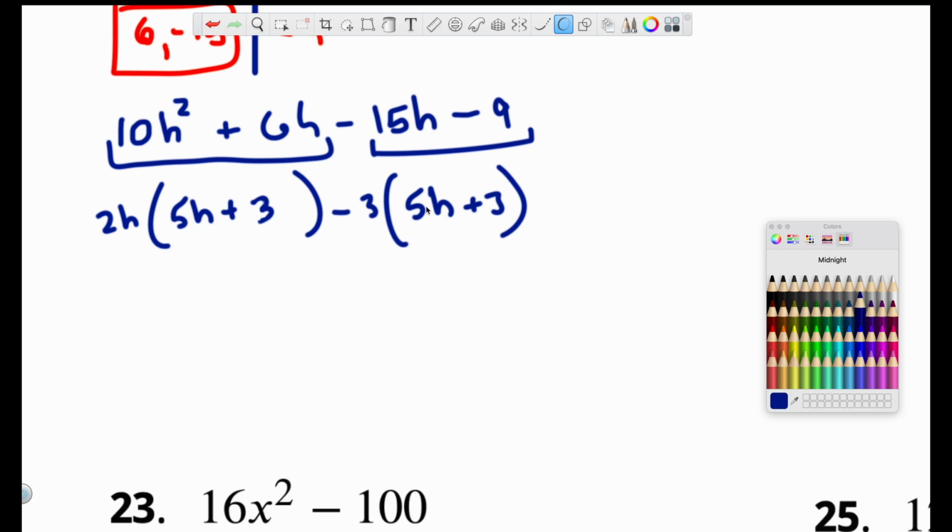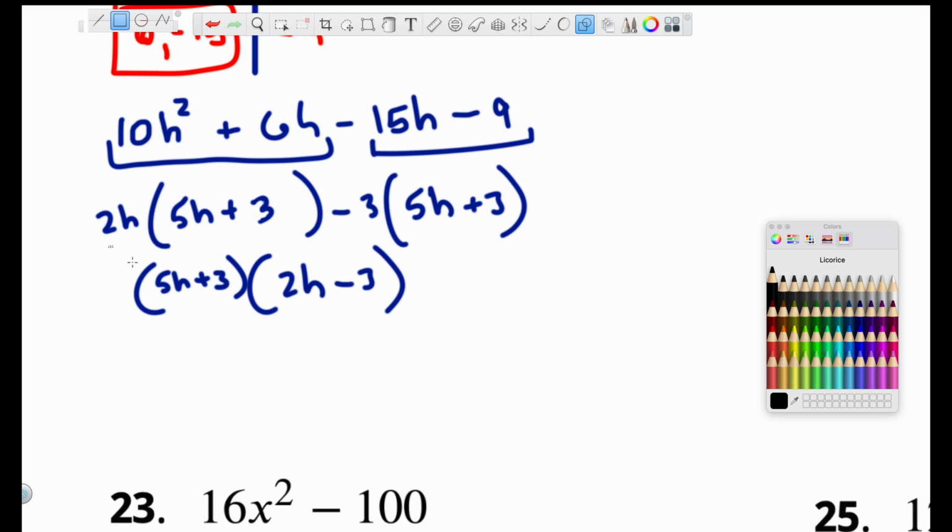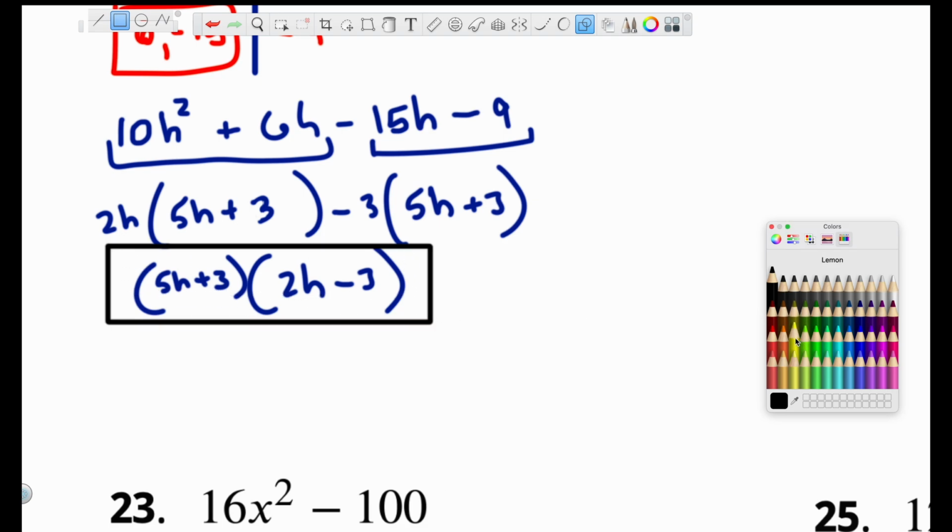Okay, so 3h plus 3, 5h plus 3, 5h plus 3. Let's take the 5h plus 3 out of these two terms. So a 5h plus 3 out of this first term would be 2h. Out of this second term would be minus 3. And then that's it. That is our factored trinomial right there.